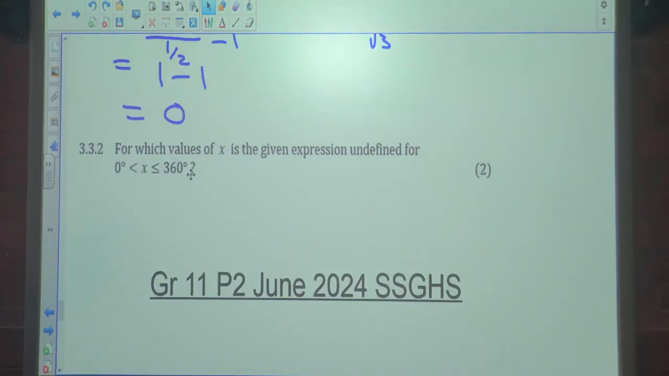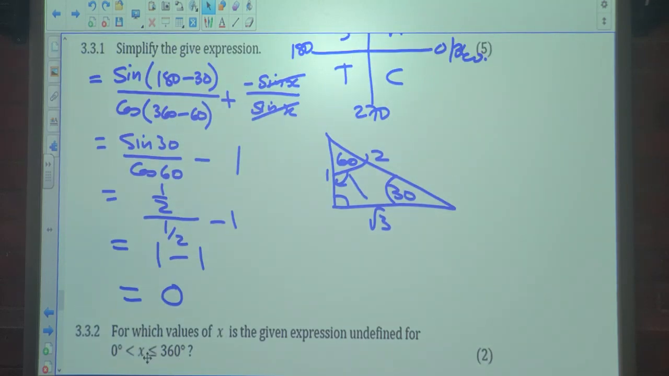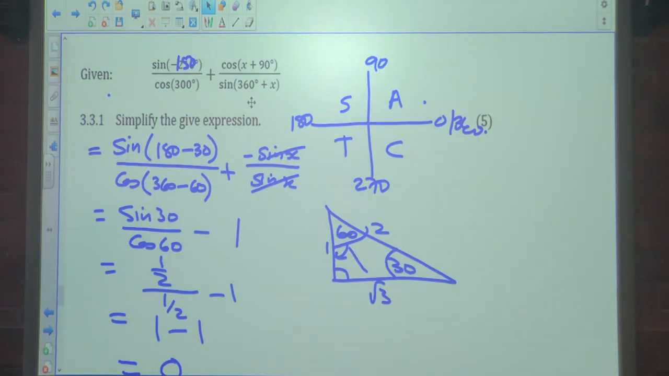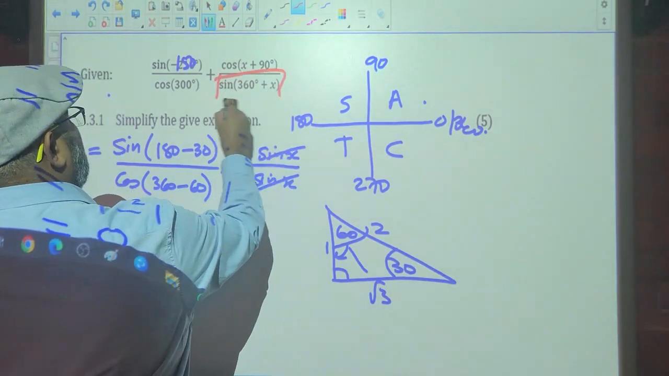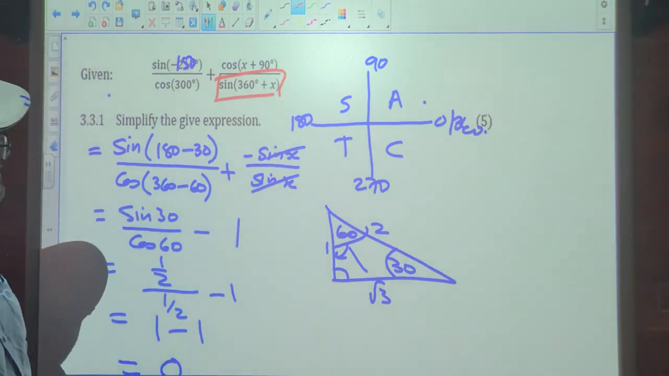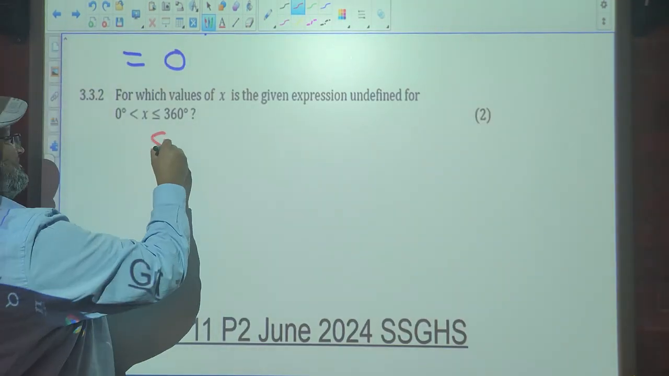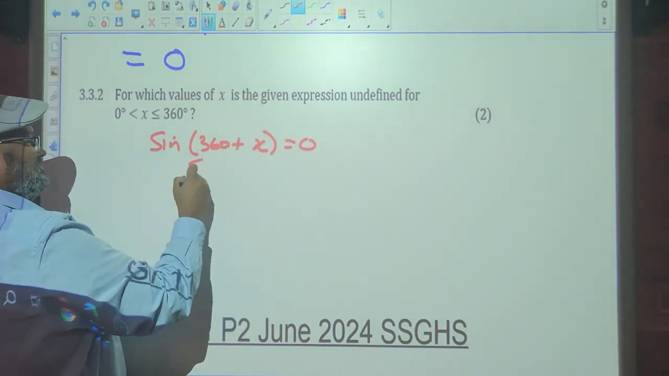Then for 3.3.2, for which values of x is the given expression undefined, where x is greater than 0 and less than or equal to 360. So it's not including 0 here, it's including 360 here, remember? When is something undefined? It's undefined when the denominator is equal to 0. So sine of 360 plus x is equal to 0, in other words. That we already worked out to be sine of x.